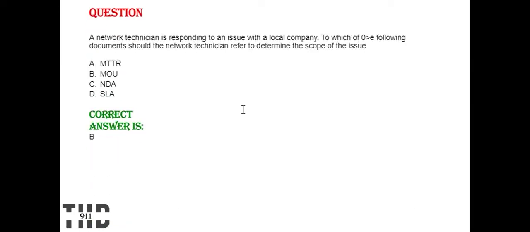A network technician is responding to an issue with a local company. To which of the following documents should the network technician refer to determine the scope of the issue? Option A, MTTR. Option B, MOU. Option C, NDA. And option D, SLA. The correct answer is option B.